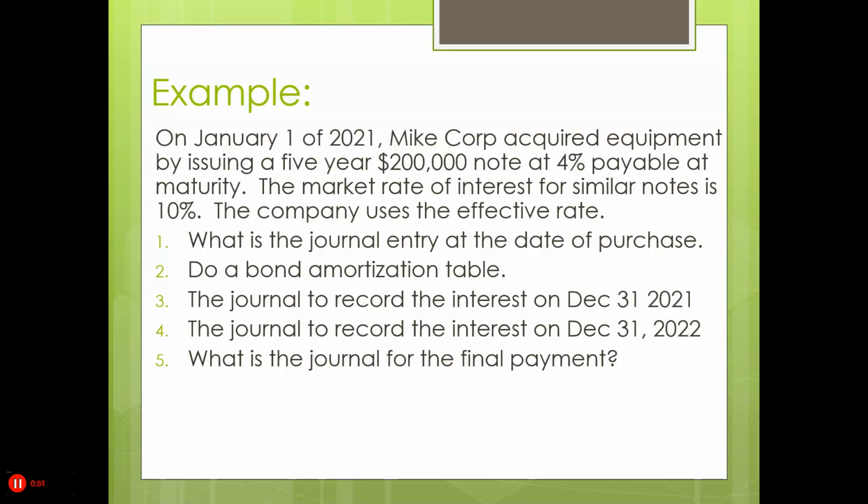We have, on January 1st, Mike Corp acquired a piece of equipment by issuing a 5-year $200,000 note at 4%, and everything's payable at maturity. The market rate of interest for similar notes, this would also be the effective rate, is 10%. So now we're going to record these journals. So how do you figure out the total value of what you received and how much was the implied interest?